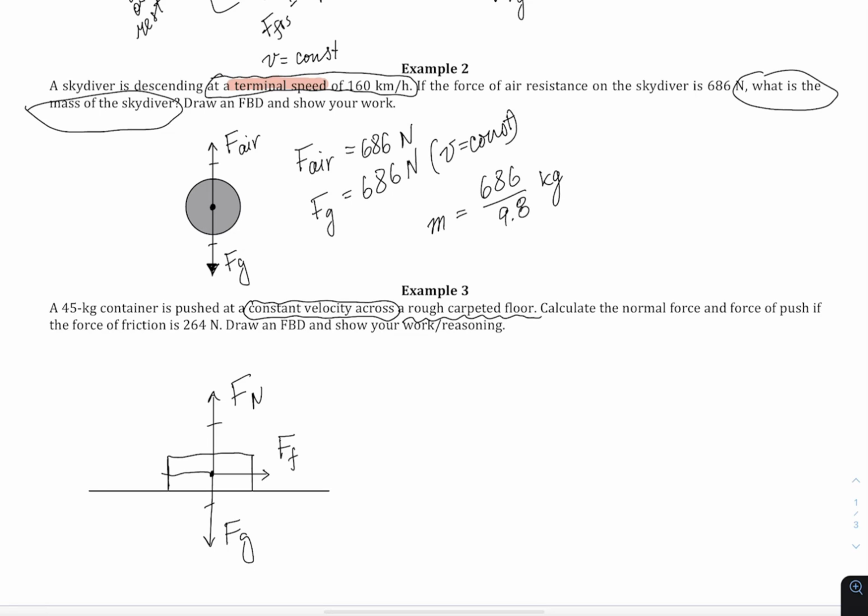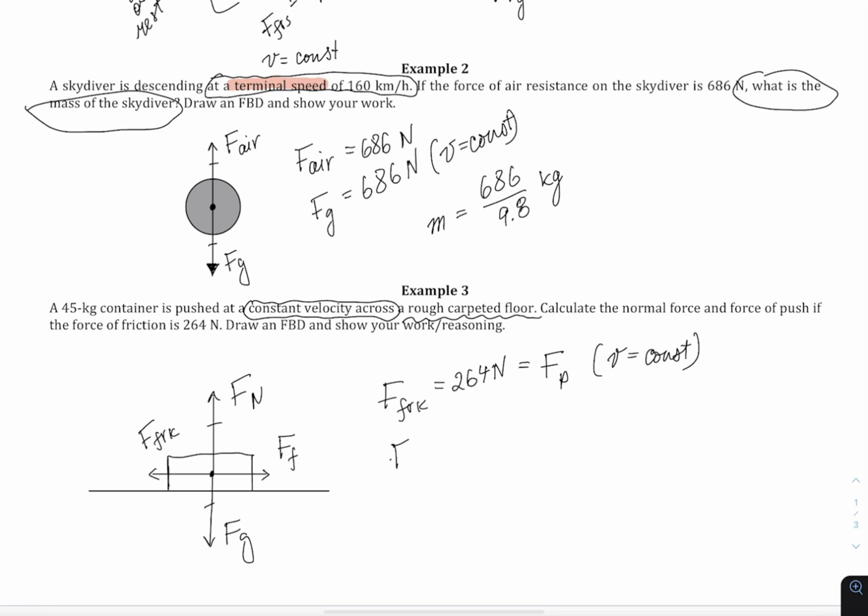And I know that because they gave me force of friction, and it's going to be kinetic because it's moving. So force of friction, they gave me to be 264 newtons, and it will be equal to force of pull because velocity is constant. So I don't really need to calculate anything. I know that they will be equal, balanced because of the constant speed.